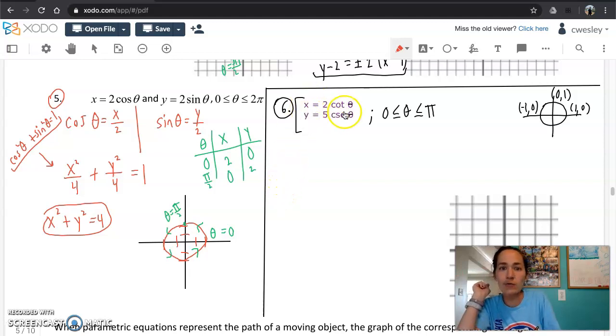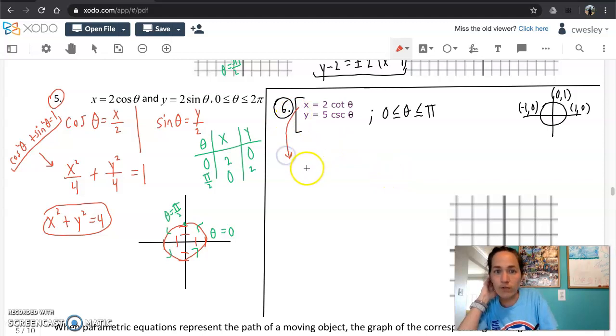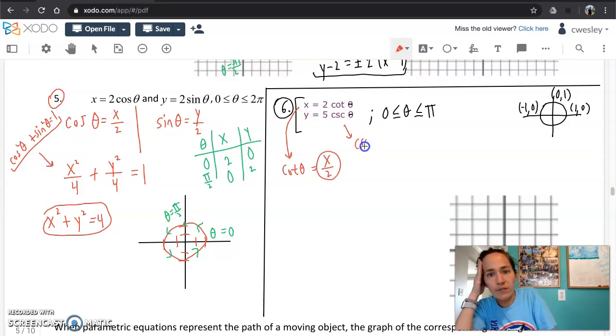So I wrote x equals 2 cotangent of theta, y equals 5 cosecant of theta. Those are your parametric equations in terms of the angle parameter theta, where theta has to stay between pi and 0. All right, let's solve for each trig function. We always start these the same way. So cotangent of theta equals x over 2, whereas cosecant of theta has to equal y over 5.